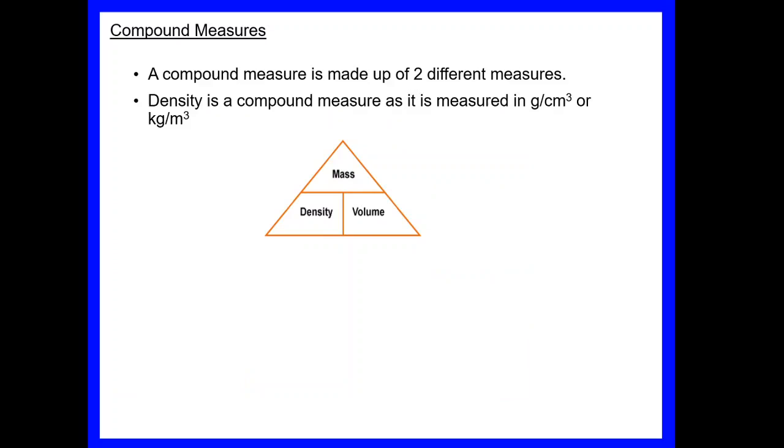So we're looking then at compound measures. A compound measure is made up of 2 different measures. So density is a compound measure. It's measured in grams per centimetre cubed, or kilograms per metre cubed.